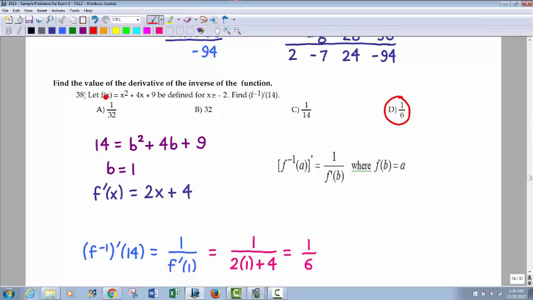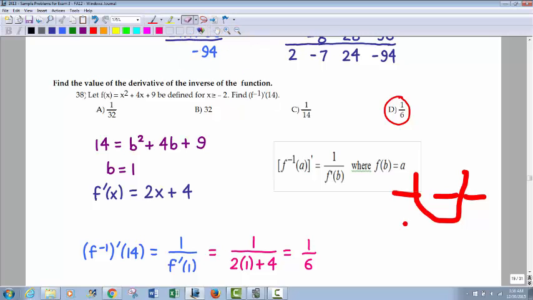Okay, so this one's x squared plus 4x plus 9 for x greater than or equal to negative 2. Our function has to be 1-to-1 to have an inverse. 1-to-1 means it has to satisfy both horizontal and vertical line tests. So a parabola would not be 1-to-1 because you could just crash right through it.